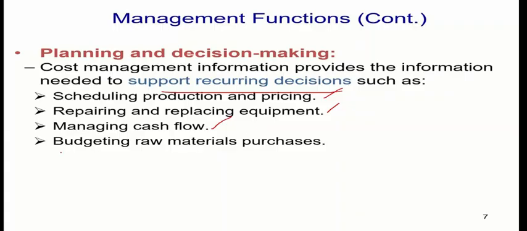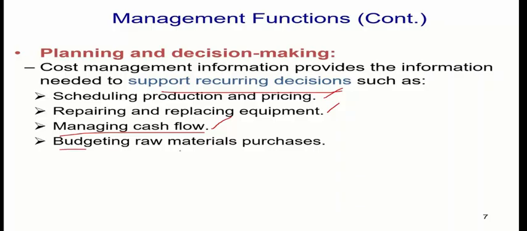When do we need cash? Should we borrow up front? Should we have a line of credit? How much interest rate should we pay? All these decisions, they would help us. Also, when we produce, we need to budget. We need to budget raw material. We need to budget purchasing. In all these decisions, the management accountant or cost accountant plays an important role.